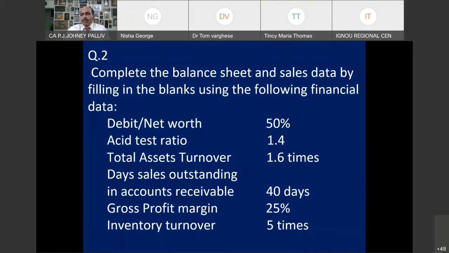The credit period is 40 days, assuming that in a year there are 360 days. Therefore, 9 times 360 divided by 40 is equal to 9. And the gross profit margin, the formula is gross profit divided by sales into 100, that is 25. And the inventory turnover ratio, that is turnover divided by inventory, 5 times.